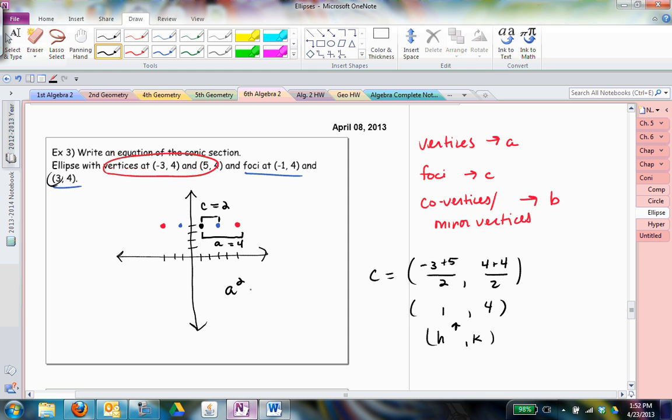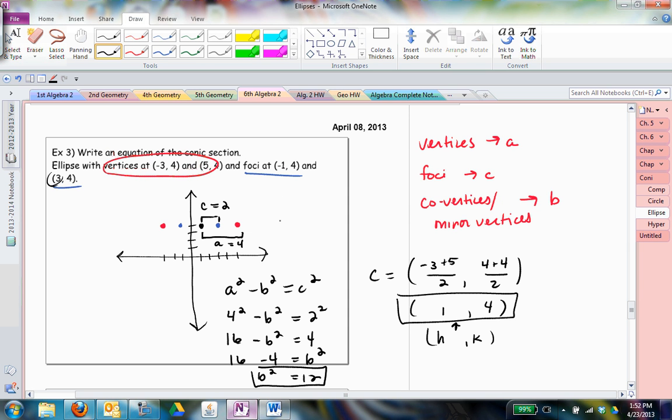Now we know that A squared minus B squared equals C squared. So that's going to help us find our B value. If we plug in A, we have 4 squared minus B squared equals C, which is 2 squared. So we have 16 minus B squared equals 4, or 16 minus 4 equals B squared. So we now know that B squared is 12. Our center is at 1, 4, and A squared is 4 squared, which is 16. So we have the 3 things that we need for our equation.